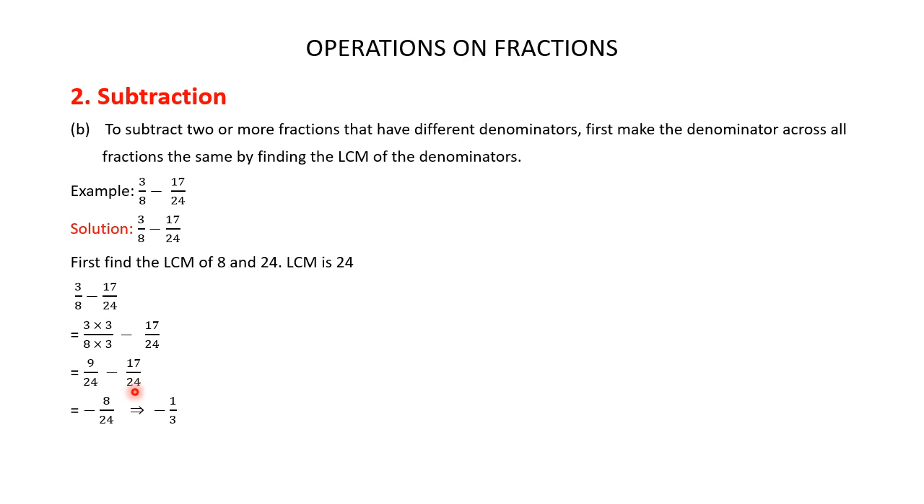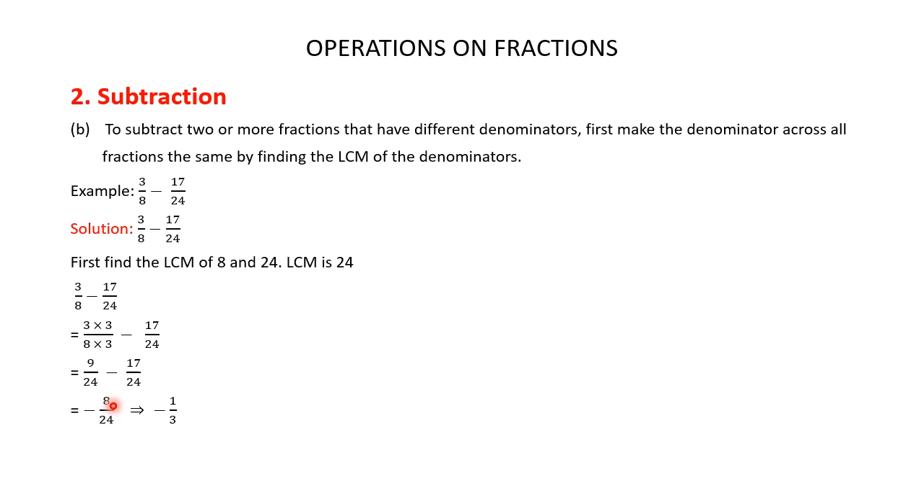Now you observe that the two denominators are the same. So keep the same denominator in the answer also. So 24 will be the denominator in the answer. Now since the denominators are the same, you just have to subtract the values of the numerators. So 9 minus 17 is minus 8. So minus 8 is the numerator.